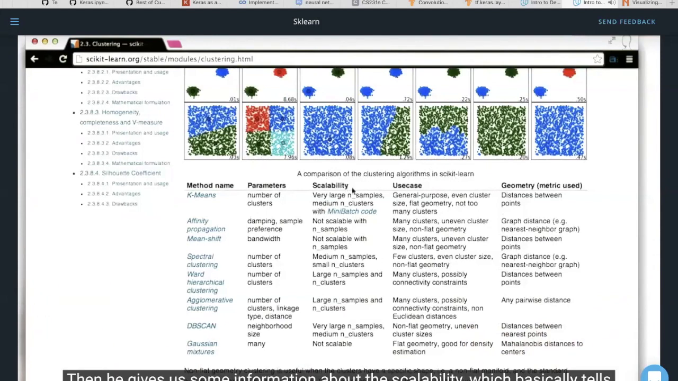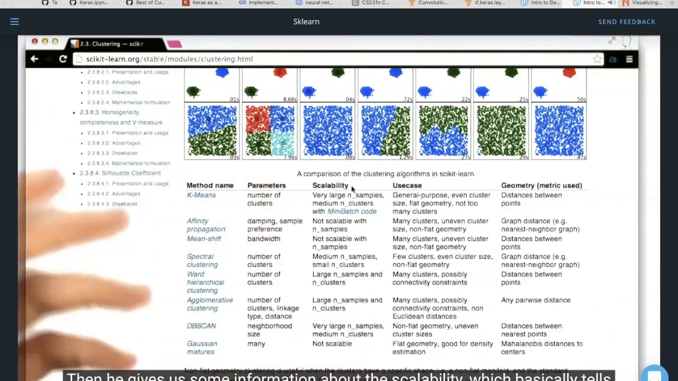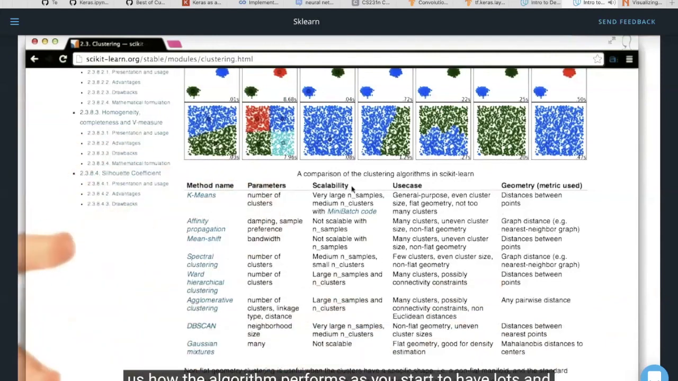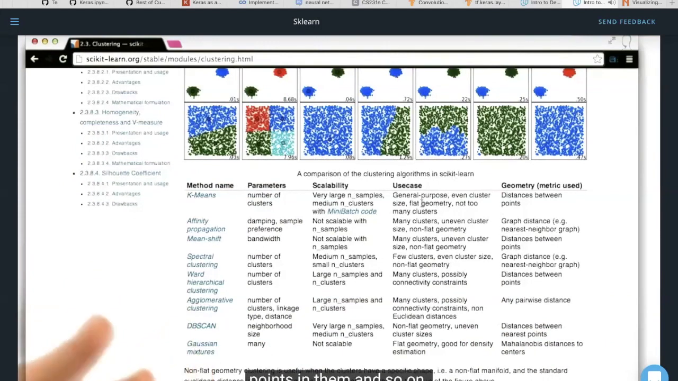Then it gives us some information about the scalability, which basically tells us how the algorithm performs as you start to have lots and lots of data or lots of clusters. A use case, which gives us a little bit of information that this is good for general purpose when you have clusters that have even number of points in them and so on. And last, that the way that k-means clustering works is based on the distances between the points. So very consistent with what we've seen so far.